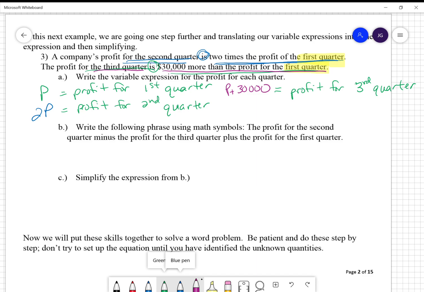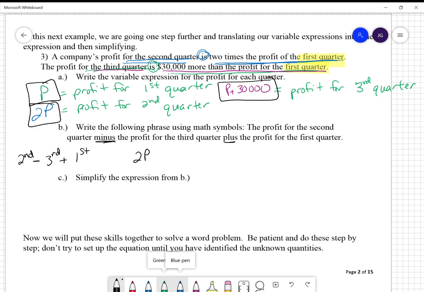Okay, now we're going to use these expressions in the next part. Write the following phrase using math. The profit for the second quarter minus the profit for the third quarter plus the profit for the first quarter. So I'm going to first write it's second minus third plus first. And then I'm going to put those boxes. Second is 2P minus. My third is P plus 30,000.